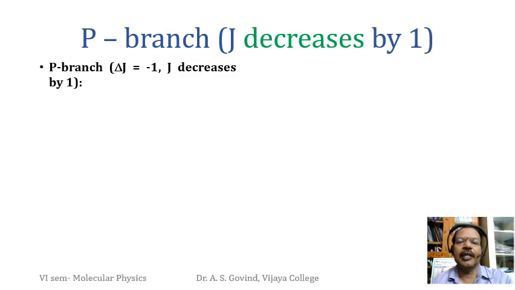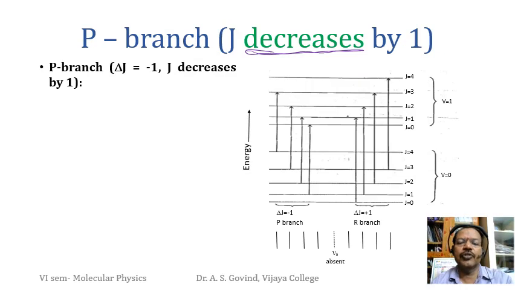That is called P branch. J, notice that decreases by 1. So delta J minus 1 means J decreases by 1. So this you have to observe in the transitions. So now that is shown here. J decreases by 1. So notice each one. We cannot have a transition from 0 because 0 should go to minus 1, which is not available. And therefore we will not start from here. At J equals 1, when you decrease, it should go to 0. So therefore this is the first one.